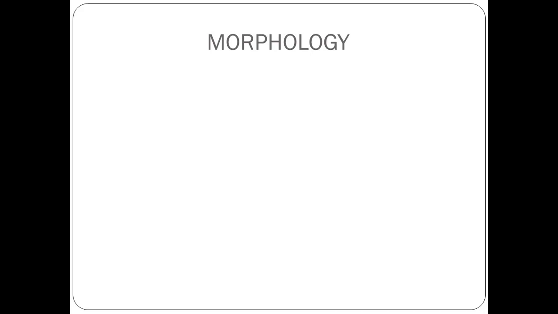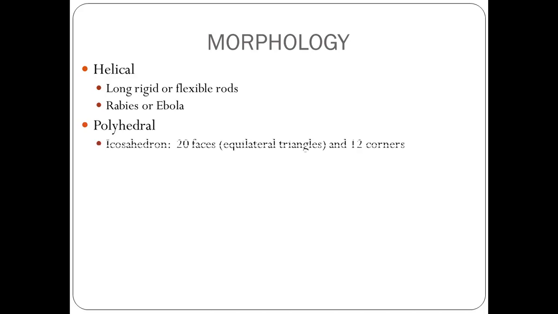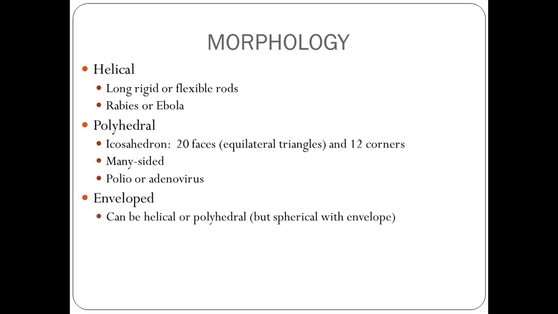Morphology. Remember, morphology is shape. Helical is long, rigid or flexible rods, so rabies or Ebola. Polyhedral is icosahedron, or 20 faces of equilateral triangles and 12 corners. It's many-sided, so polio or adenovirus. Enveloped viruses can be helical or polyhedral, but are spherical with an envelope.